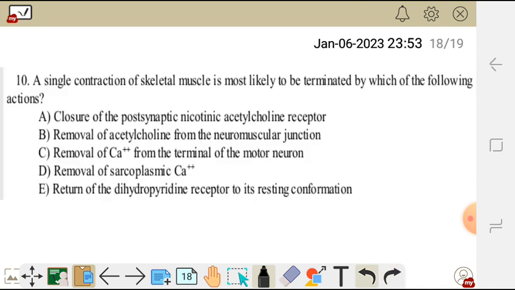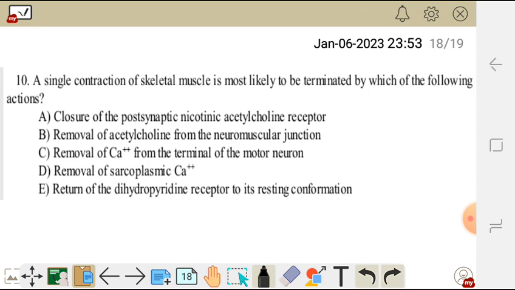Question 10. A single contraction of skeletal muscle is most likely to be terminated by which of the following actions? A, closure of the postsynaptic nicotinic acetylcholine receptor. B, removal of acetylcholine from the neuromuscular junction. C, removal of calcium from the terminal of the motor neuron. D, removal of sarcoplasmic calcium. E, return of the dihydropyridine receptor to its resting conformation.